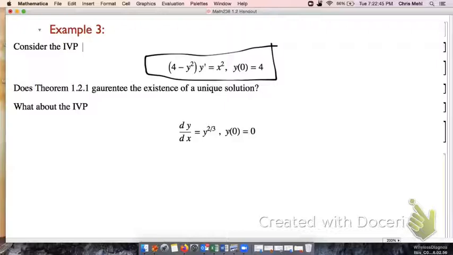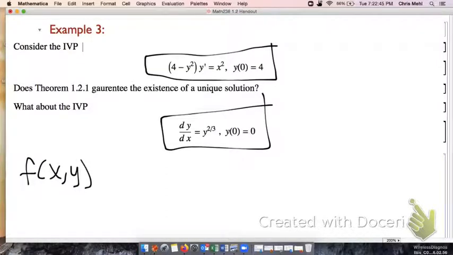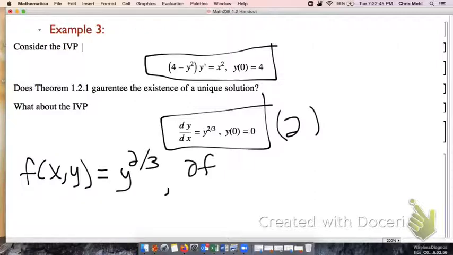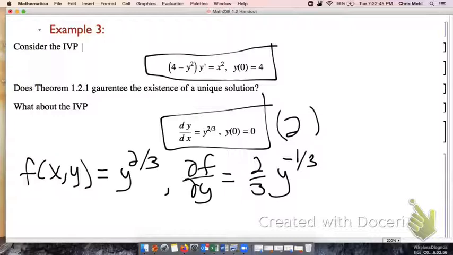Okay, now for the next one, this is for number 2, f of x, y is y to the 2/3, and partial f partial y would be 2/3 y to the negative 1/3. We're just taking the derivative with respect to y using the power rule. This is equal to 2 over the cube root of y. So f and partial f partial y are both simultaneously defined and continuous everywhere except where y is equal to 0, which would be the x-axis.